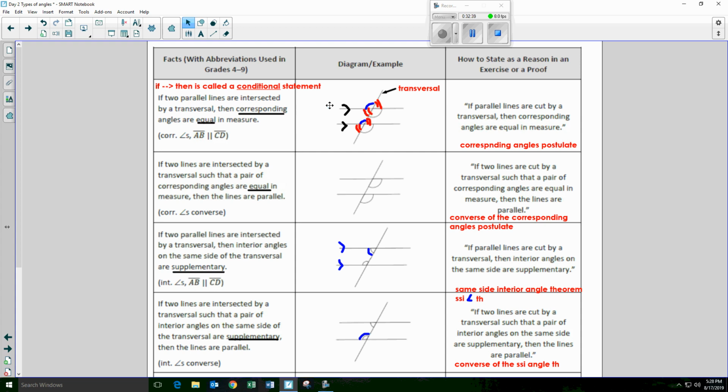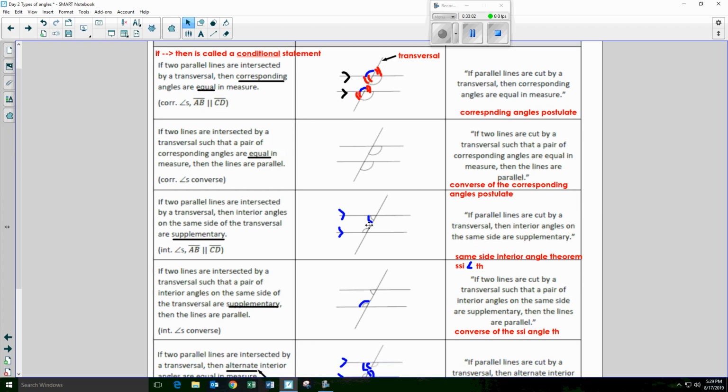Notice on this one, I started with parallel lines. If I have parallel lines, then I can say the corresponding angles are congruent. This is the converse. If I have two lines cut by a transversal and corresponding angles are congruent, then these lines must be parallel. That's what that's saying. Then the lines are parallel. It's called the converse of the corresponding angles postulate. You'll see that converse of on each of these, which switches the if and the then.